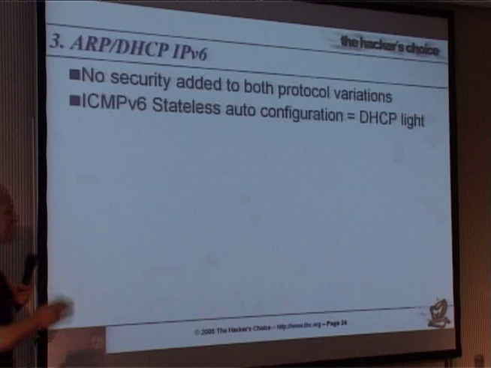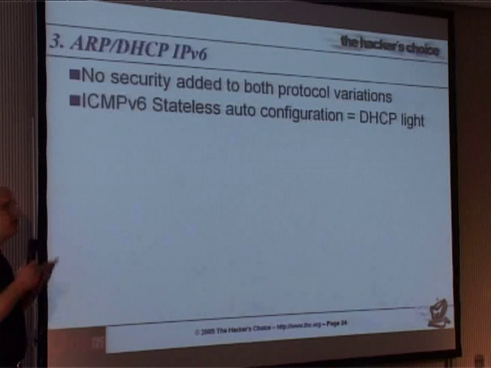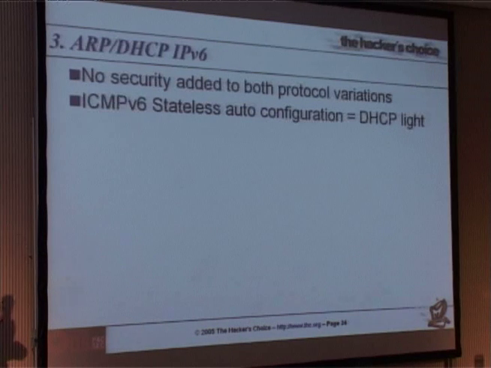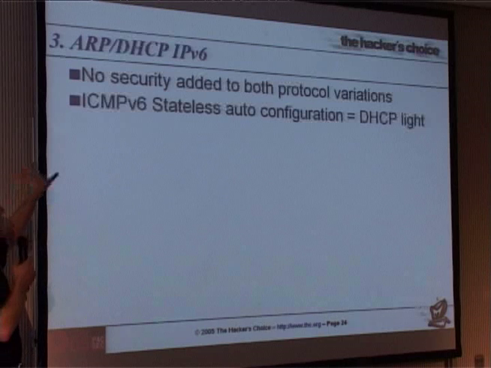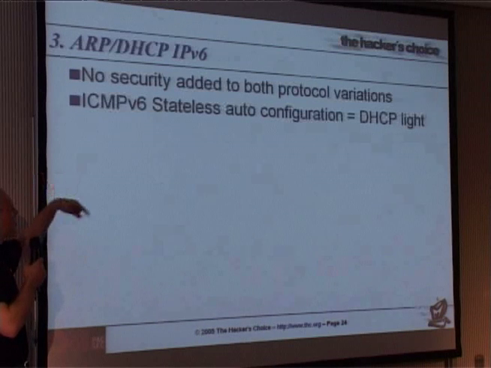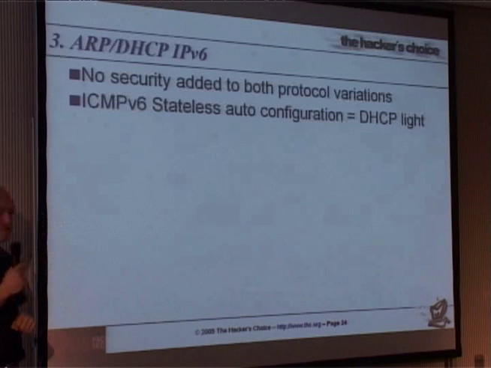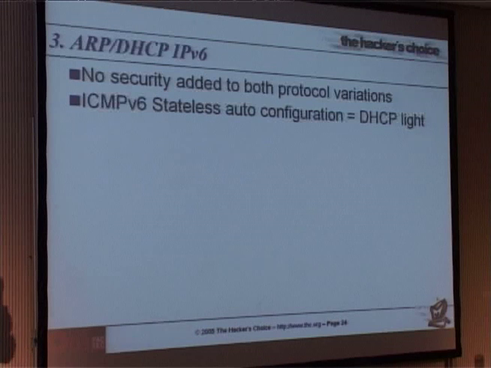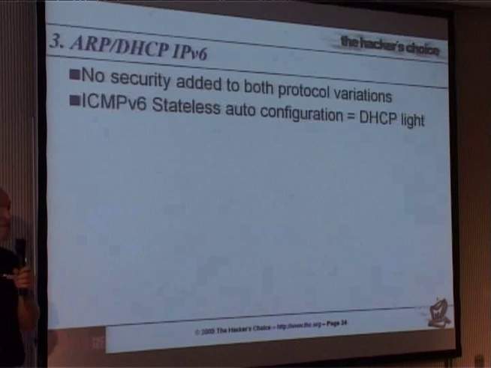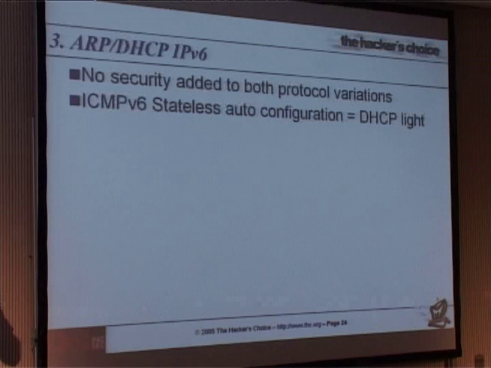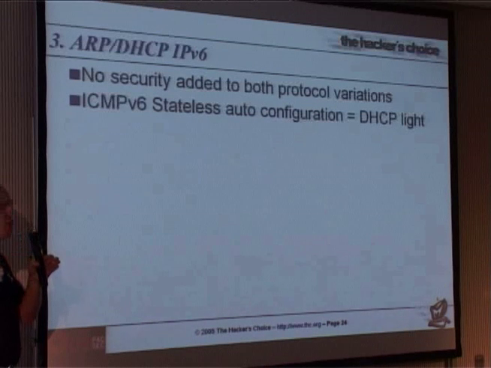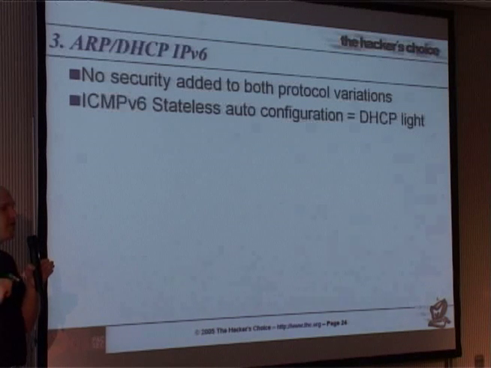ICMPv6 does not have ARP, and you usually do not need normal DHCP. First, ICMPv6 has stateless auto-configuration, which means that as you have your own MAC address, you always know the host part of your IP address. Just what you need is the network part of your IP address.